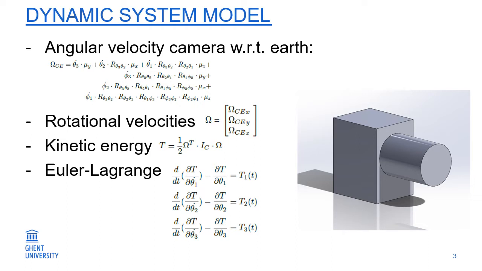The kinetic energy T can then be calculated using this vector together with the inertia matrix. The inertia matrix was obtained in SolidWorks using the model shown in the picture. With the kinetic energy, the equation of Euler-Lagrange can be applied for all three generalized coordinates, resulting in the set of equations given on the slide. Those equations are then solved for the second derivatives of theta 1, 2, and 3.